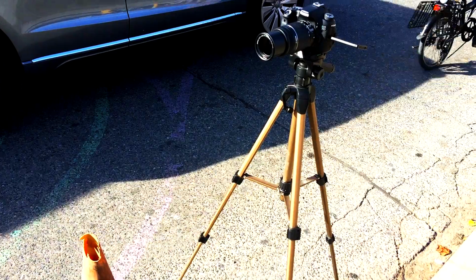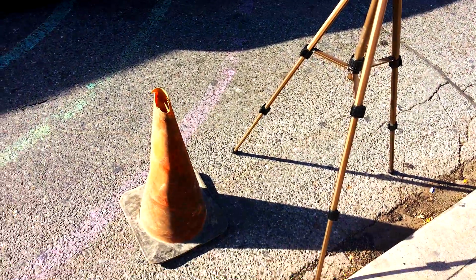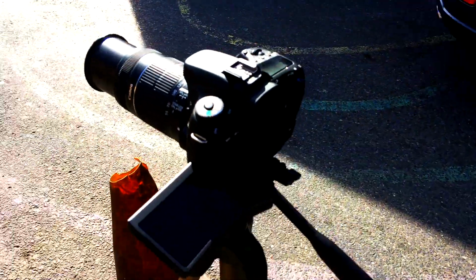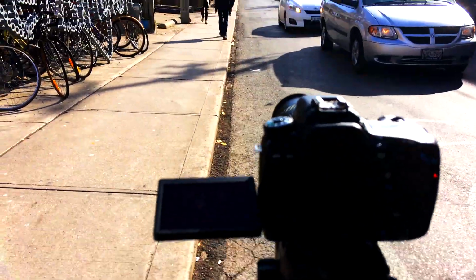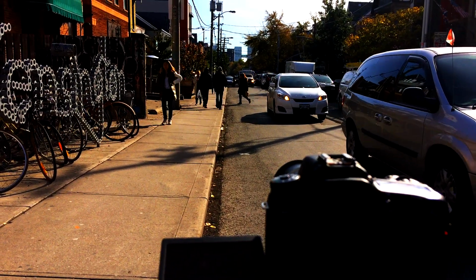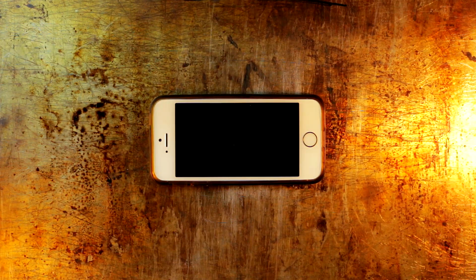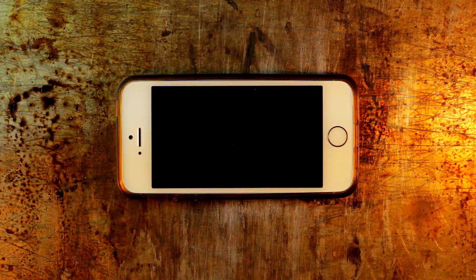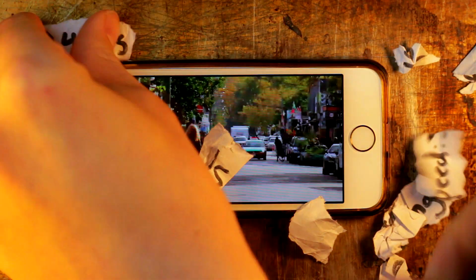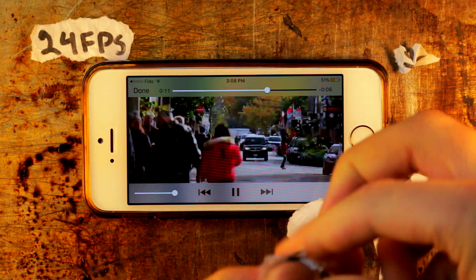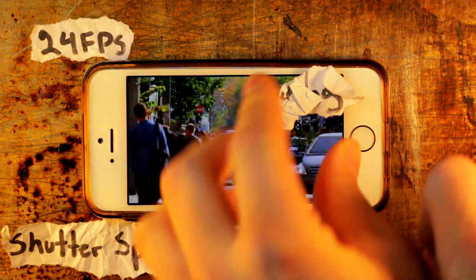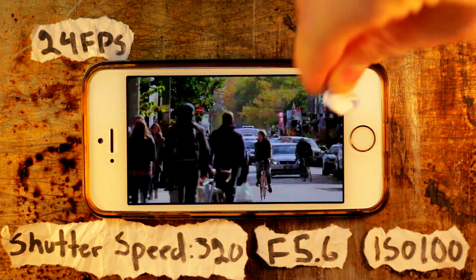I shot that with a pylon in front of my tripod so that any cyclist going up the street would go around the tripod, and also so that cars would avoid it as well and stay as far away from it as possible, because the last thing I need is for my camera to get hit by a car. I shot it with an FPS of 24, a shutter speed of 320, an aperture of 5.6, an ISO of 100, and a focal length of 210mm.